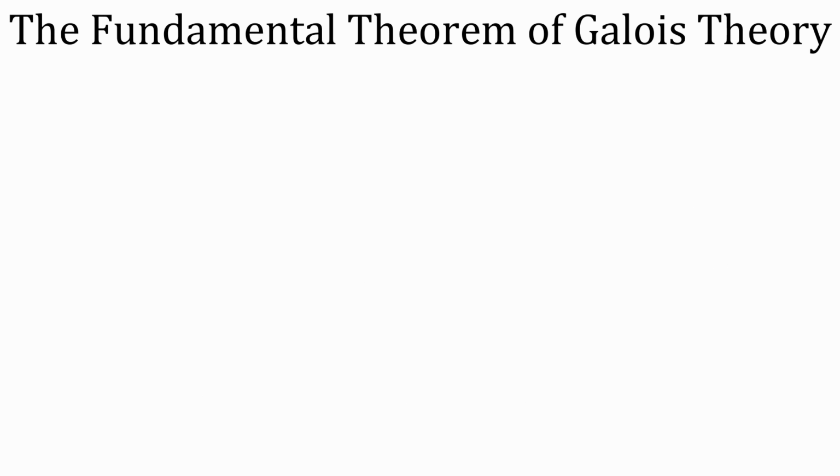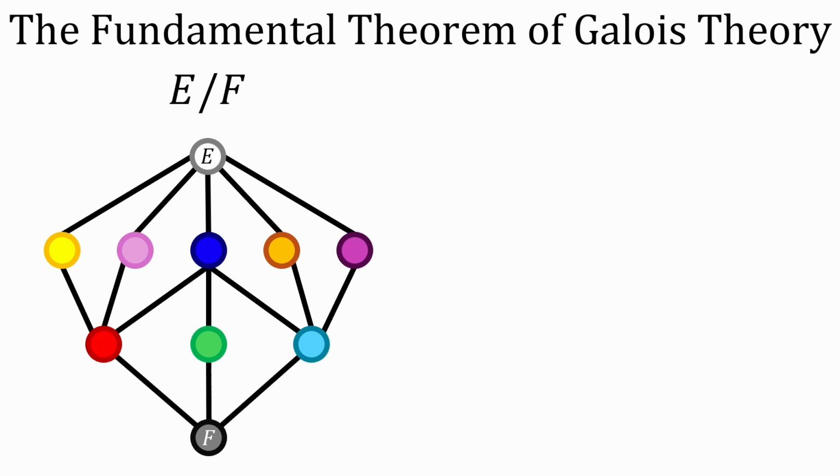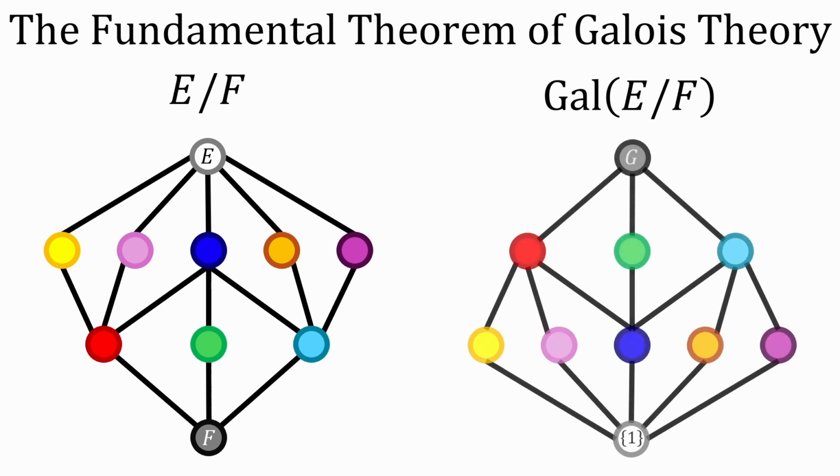We're now finally ready for the fundamental theorem of Galois theory. First, consider some field extension, E over F, and draw its lattice. Next, consider the Galois group of that field extension, and draw its lattice. The fundamental theorem of Galois theory tells us that these two lattices are the same, except one is upside down. This is the connection between fields and groups, which lies at the heart of Galois theory. First, I'll explain why this is useful, though you may already have some ideas, and then I'll explain roughly why it's true.